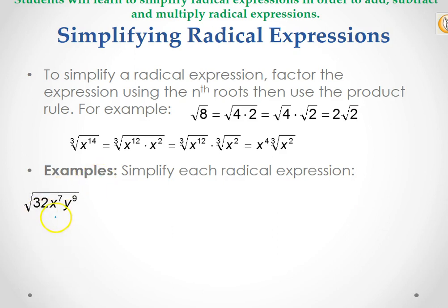Okay, so we have the square root of 32, x to the 7th, y to the 9th. Well, 32 is 16 times 2, so I'm going to have the square root of 16 and the square root of 2. X to the 7th, I need an even number here, so that'd be x to the 6th, then my leftovers. Y to the 8th, and my leftovers. So the square root of 16 is 4, x to the 3rd, and the square root of y to the 8th is y to the 4th, and then our ugly stays in the radical.